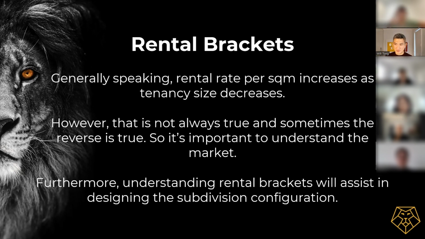If you go on to real commercial at the moment and look at Melton, and look at what's available under 1,000 square meters, I haven't looked recently, but there could be maybe 20 available. But if you look at warehouses 1,000 square meters and above, there might only be 2. So it's really important to understand that. Furthermore, understanding the rental brackets will also assist in how you design the subdivision configuration. For example, is there a jump in rental price between 100 to 200 square meters? Or is there a jump between 300 to 500 square meters?